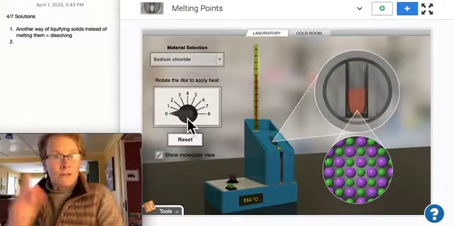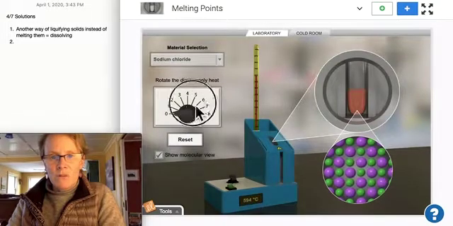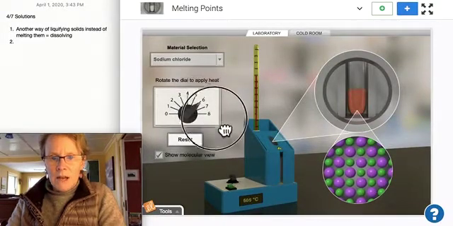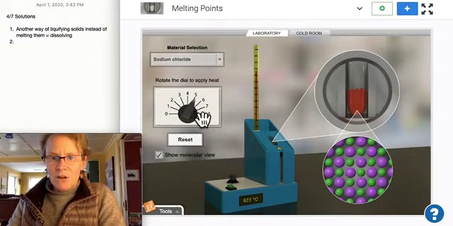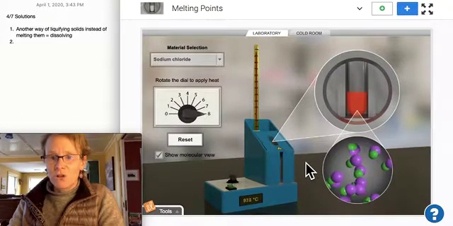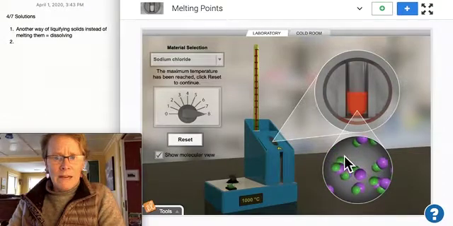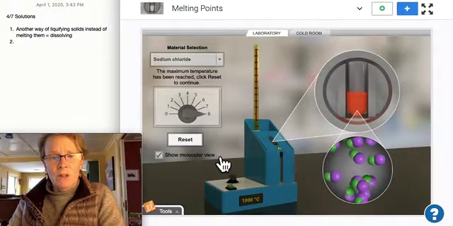And in this Gizmo, you can turn up the heat. It's already pretty high, and you can add more heat. Every time you add more heat, you're adding more vibration to those solid molecules. And eventually they liquefy and they start moving about like that. So we know that that's one way of turning them into a liquid.